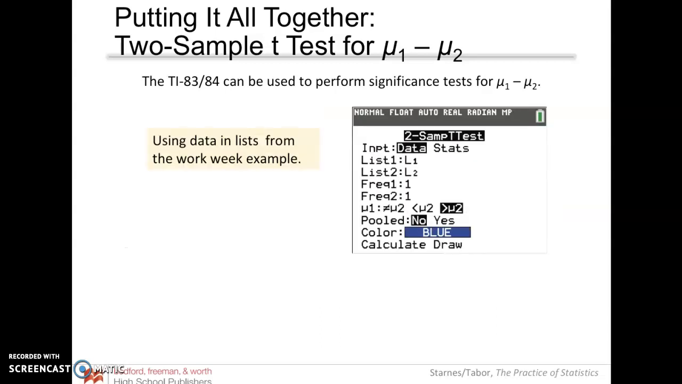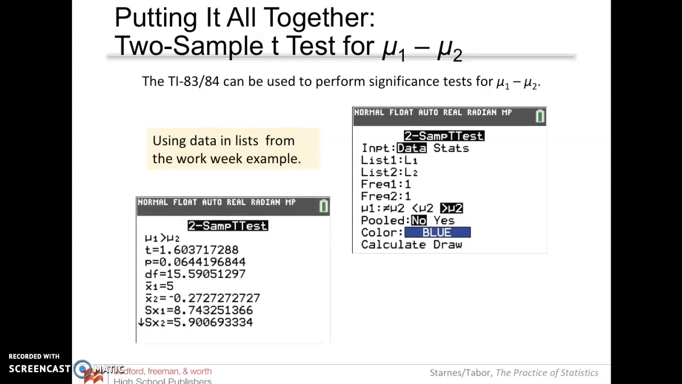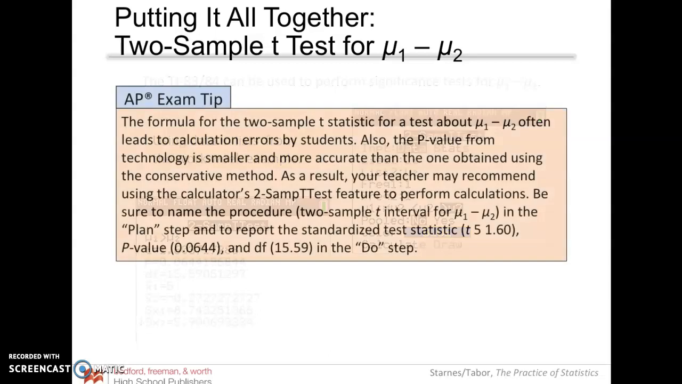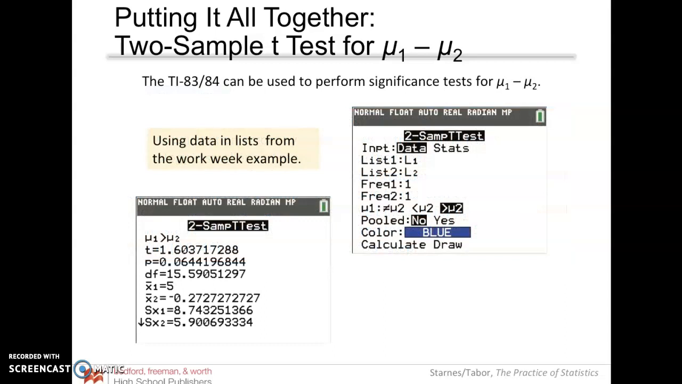This is what it looks like on the TI-83 or 84 when we are using the lists of data. So we pick data, we tell it what lists, we still give it the direction for the alternative hypothesis, we do not pool, and then we can either calculate or draw. I love to draw because then it gives you the normal curve. But if we don't draw, it gives us what we need, which is the degrees of freedom and the p-value.